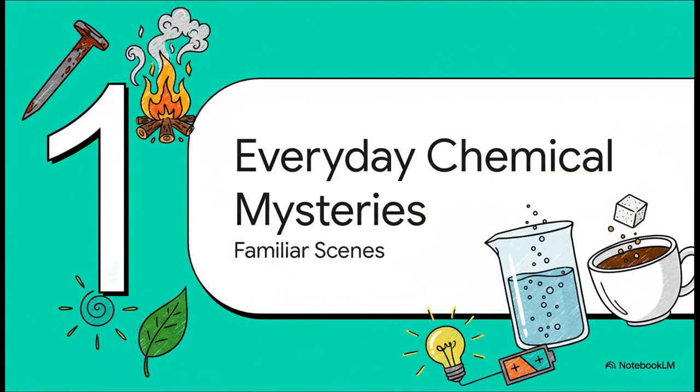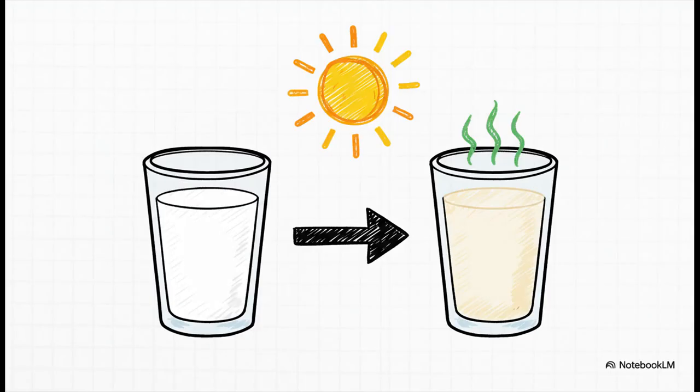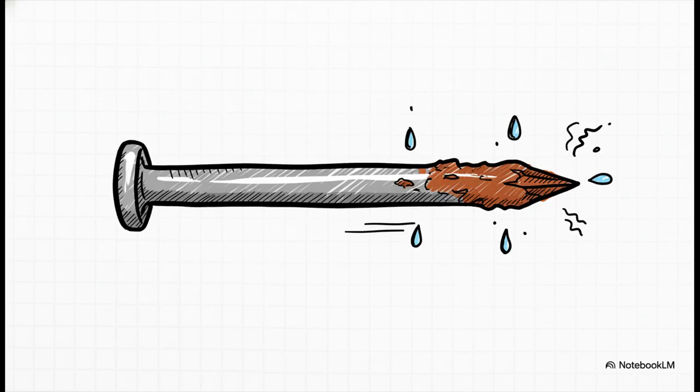So let's start with a few things you've definitely seen before. A couple of, well, let's call them everyday chemical mysteries. You know what happens when you leave milk out for too long, right? The smell, the taste, everything about it changes. It becomes something completely new. Or how about a cast iron skillet or some tools left out in the damp air? Before you know it, you've got that flaky, reddish-brown stuff we all know as rust.